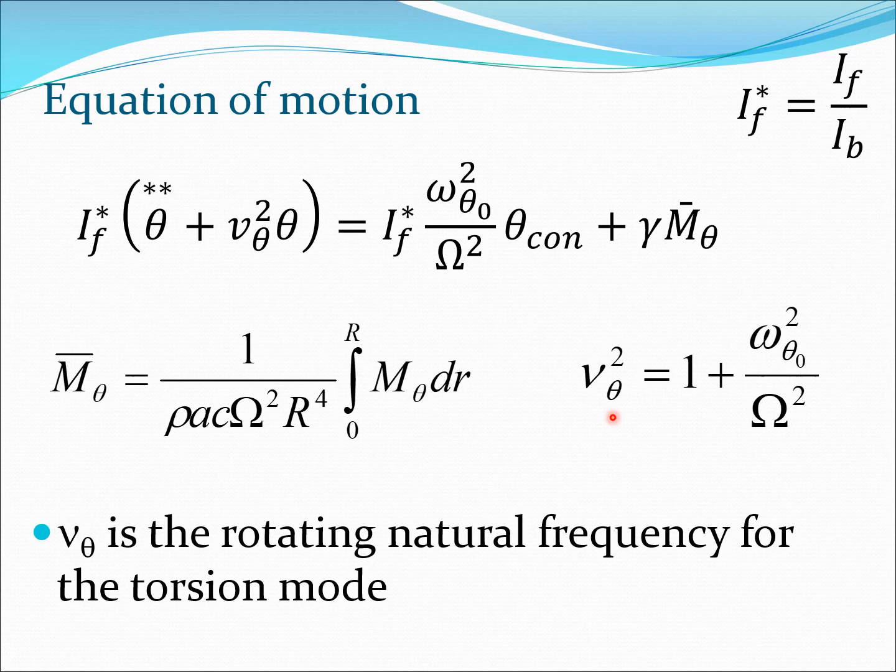So nu theta is the rotating natural frequency for the torsion mode, and this of course is in per rev notation, and you see there is a component 1 which is purely from rotation, and this part is coming from the spring, so this is the non-rotating part of the torsional frequency. And this of course equation is in a pure spring mass form. So this is the spring, this is the mass, this is the forcing, this is a static forcing term.